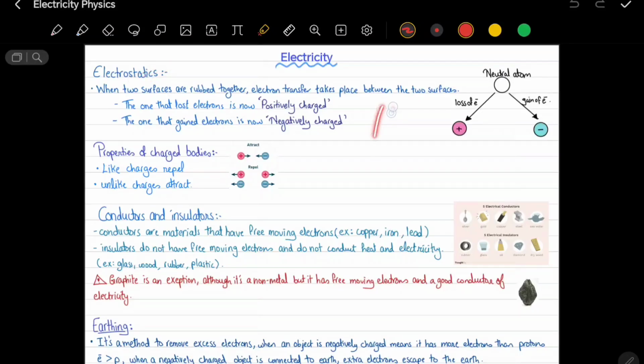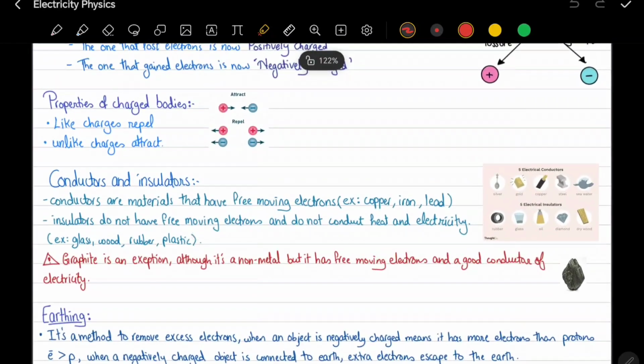All surfaces have electrons. When two surfaces rub together, electron transfer takes place between them. One will lose electrons and the other will gain electrons. The one that loses electrons will be positively charged and the one that gains electrons will be negatively charged.